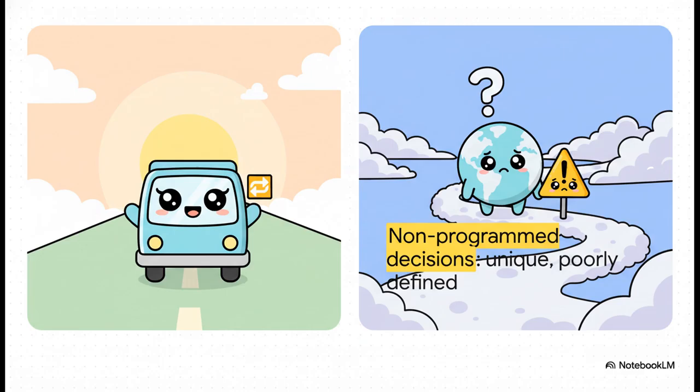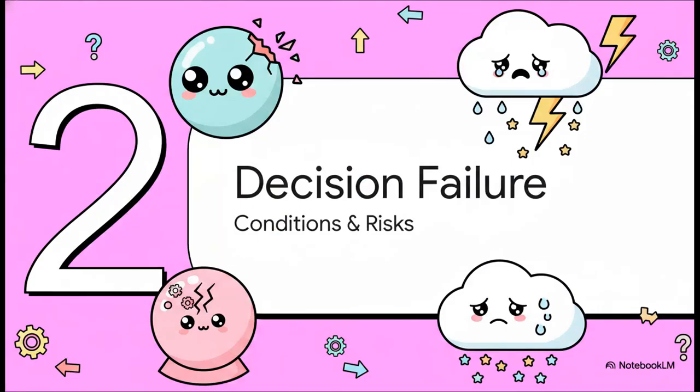But on the flip side, we have non-programmed decisions. Imagine that exact same logistics company deciding to, say, enter a brand new, highly competitive international market. This is a totally unique situation. Entering a foreign market means dealing with unknown local regulations, completely unpredictable consumer behavior, and supply chain mysteries that haven't even been mapped out yet. It's poorly defined, it is entirely unstructured, and it carries incredibly important consequences for the survival of the entire business. There is literally no rulebook to rely on here. You are flying blind.